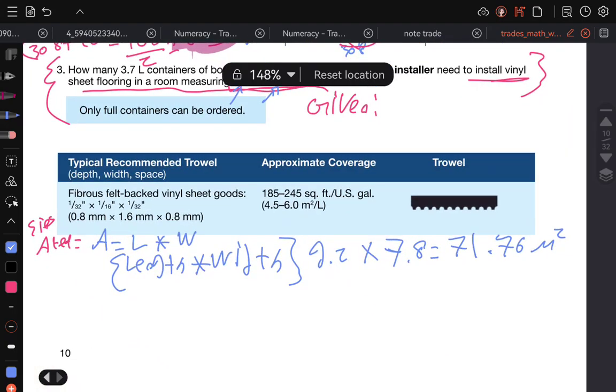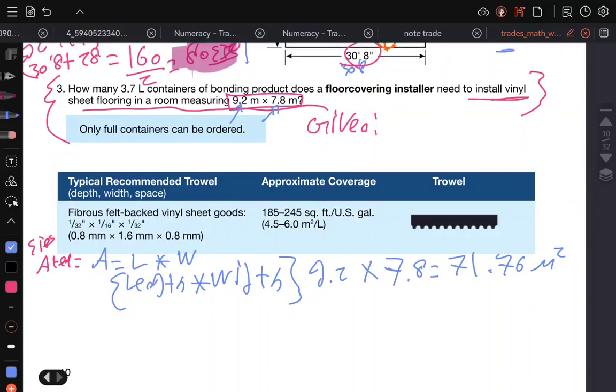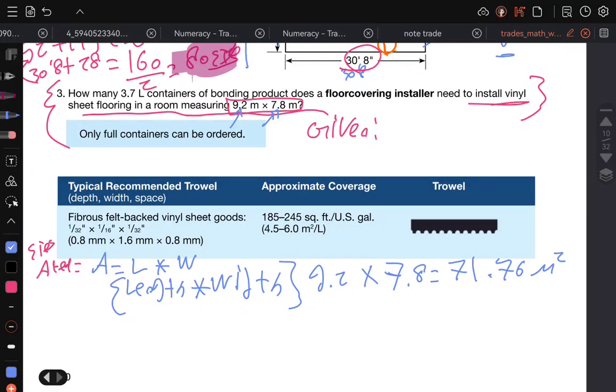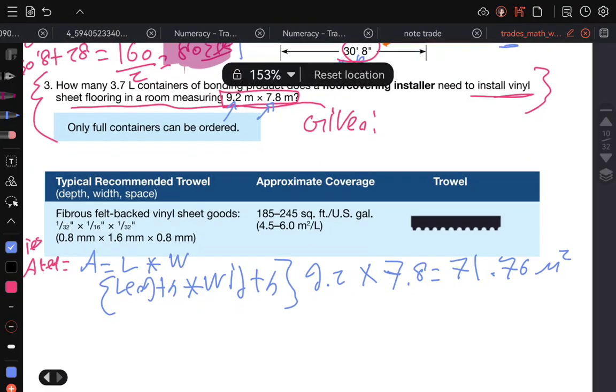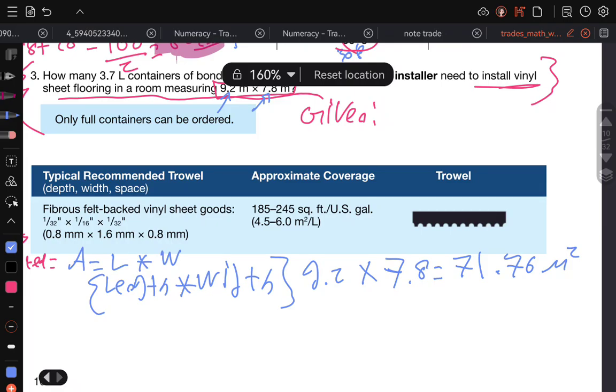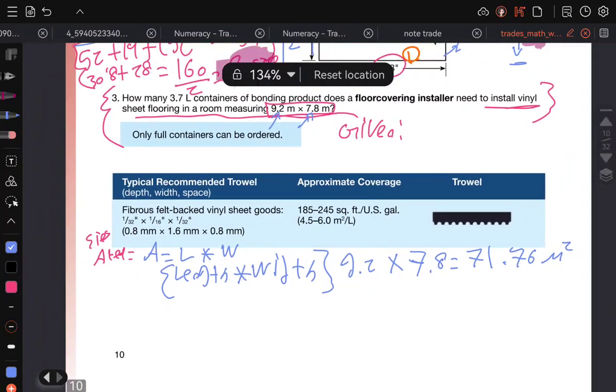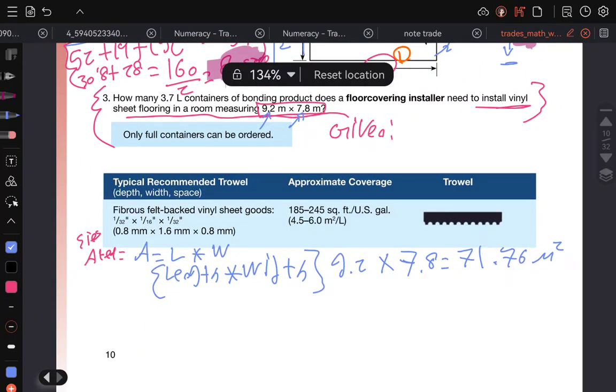Now, since we know the area of the room, let's convert the area from square meters to square feet. How can we know that? It's known. Sometimes they won't give you the conversion, you know. Or do you know what? Let's not do it. No need for that.